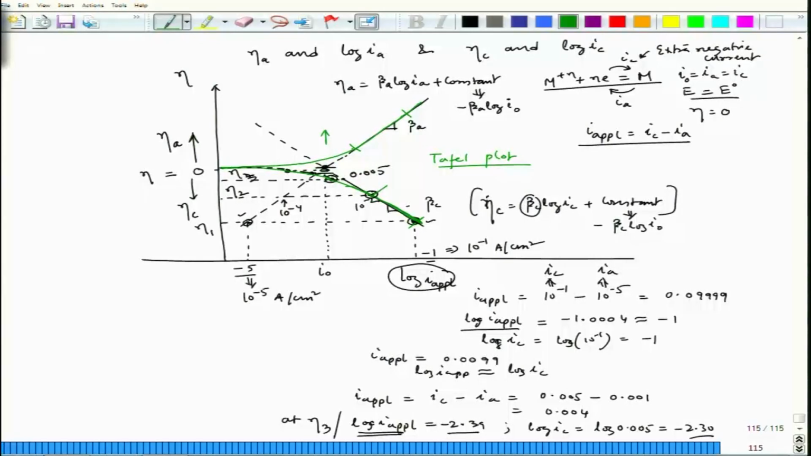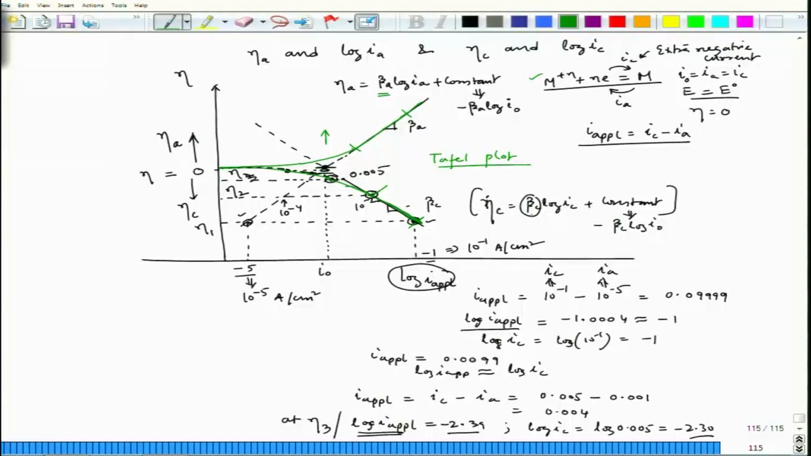So, this Tafel plot actually can be experimentally determined by sending extra current through this particular system, and then we just measure the potential as a function of log I applied, and then we get this plot. And interestingly, you see as the over voltage is very high, we are reaching towards the linearity of that particular Tafel plot for the anodic as well as cathodic sides, and that linearity will enable us to find out beta A or beta C.